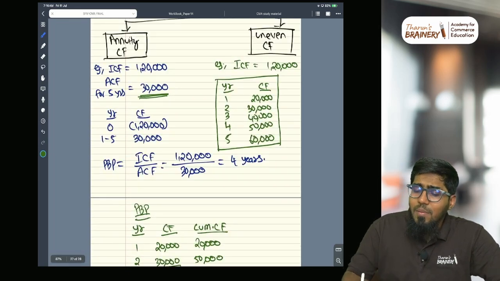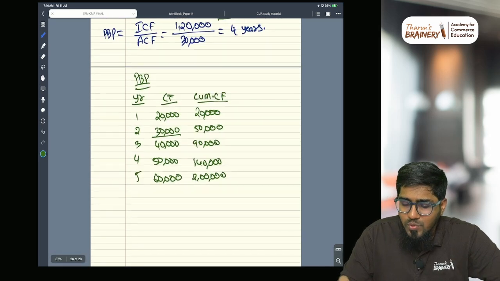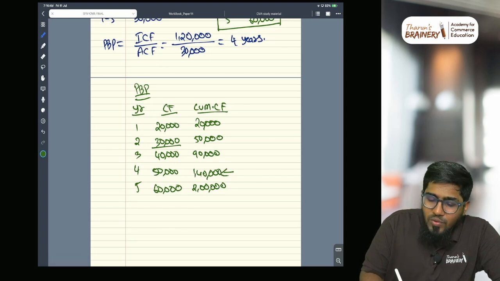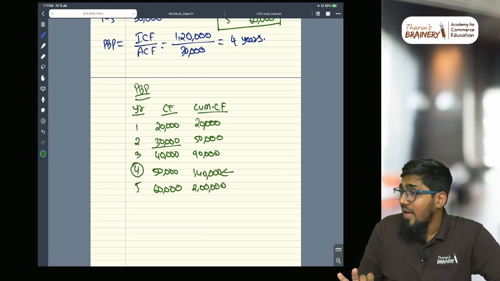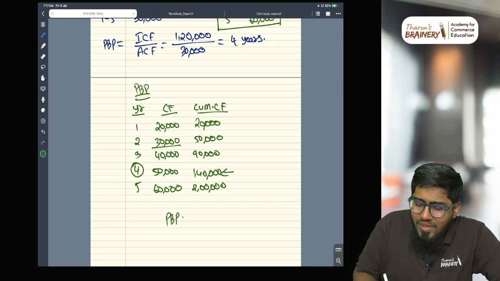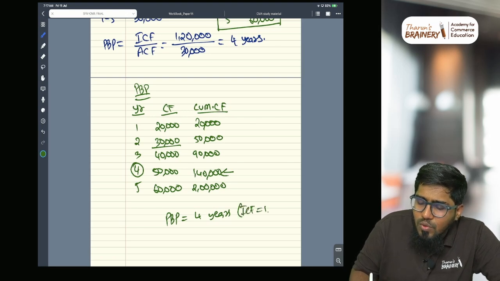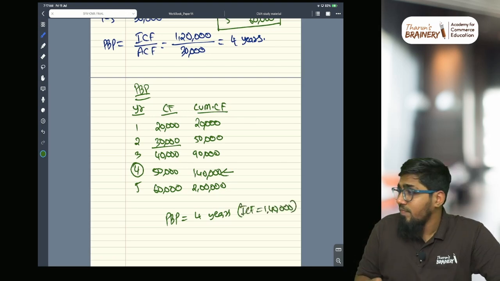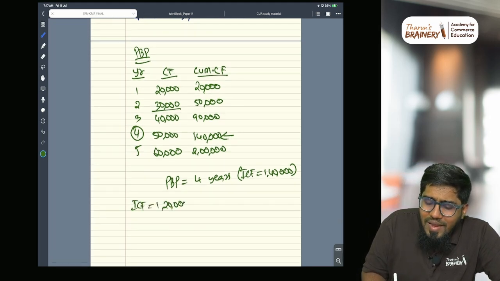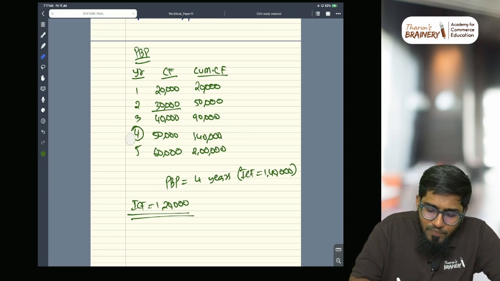Now, had my initial investment been 1,40,000 rupees, I can tell that in the fourth year I got 1,40,000 rupees. So my payback period would be the fourth year, 4 years. But actually, what is my initial cash flow? My initial cash flow is 1,20,000 rupees. So now what do I have to do?